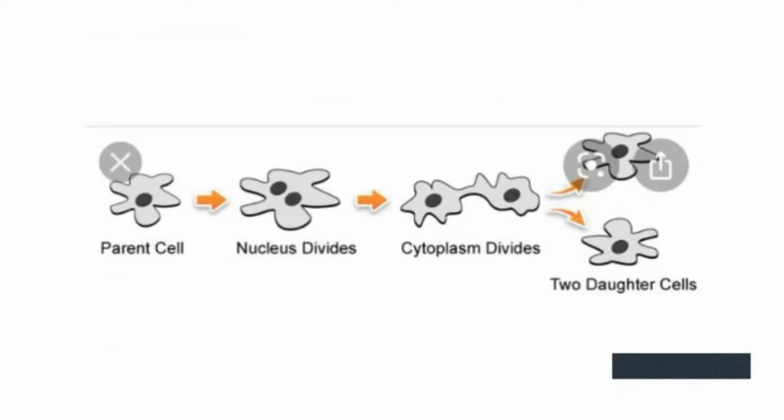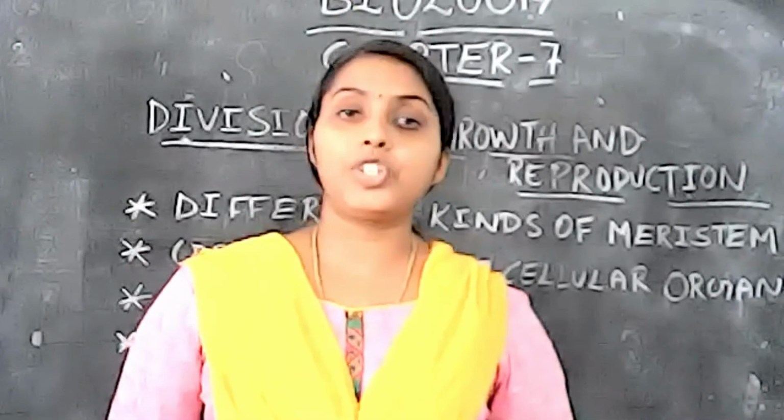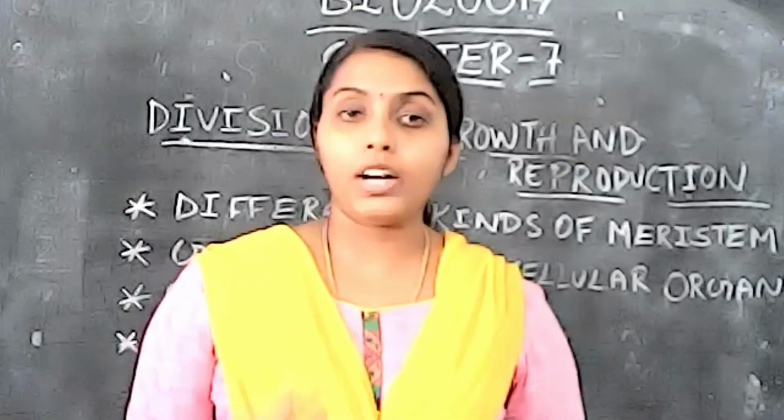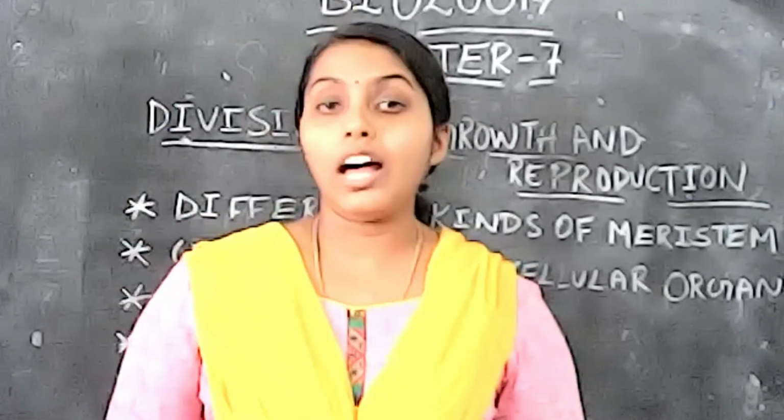So the cytoplasm divided and two daughter cells are formed. The amoeba is formed from its parent. That is, first the karyokinesis happened, that is, the nucleus is divided. Then the cytoplasm is divided, and the two daughter cells are formed from the parent or mother amoeba. This is how cell division takes place in the reproduction or growth of unicellular organisms.